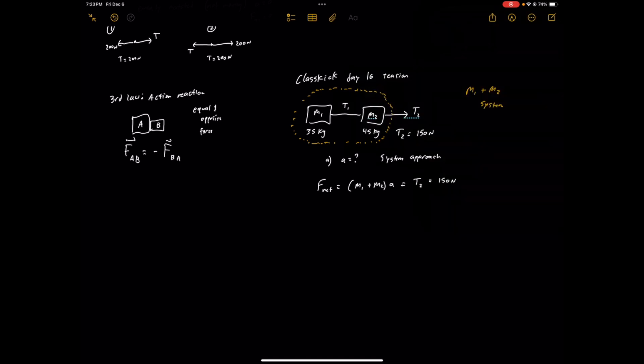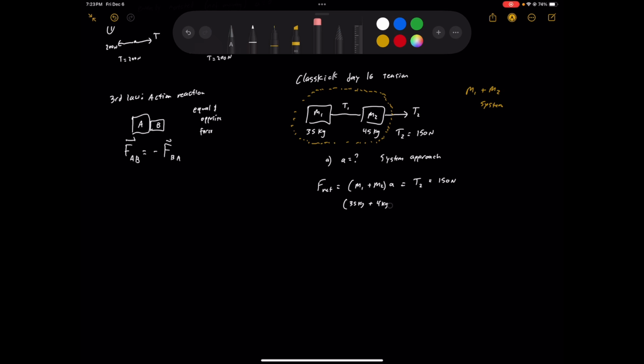All right, so anyways, let's just actually work through the math. So we need to solve for the acceleration. I have 35 kilograms plus 45 kilograms. That's the total mass of the system. Right, so 35 kilograms plus 45 kilograms times the acceleration of the system has to equal 150 newtons. All right, and then 45 plus 35, that's just 80. Right, so 80 kilograms times the acceleration is equal to 150.